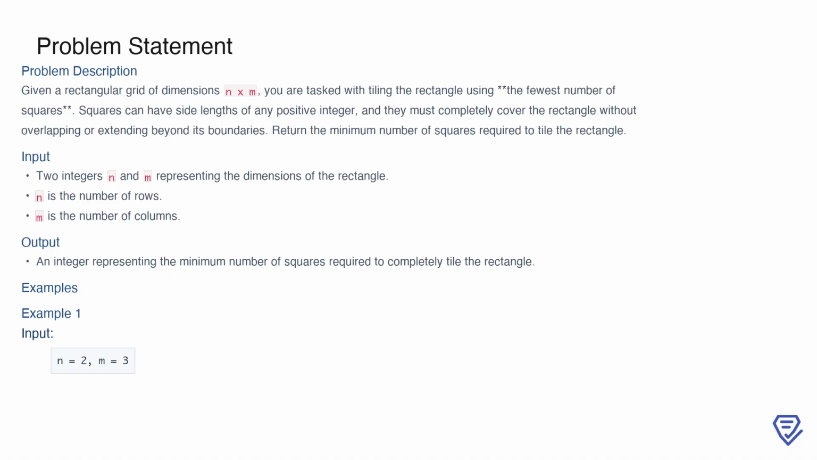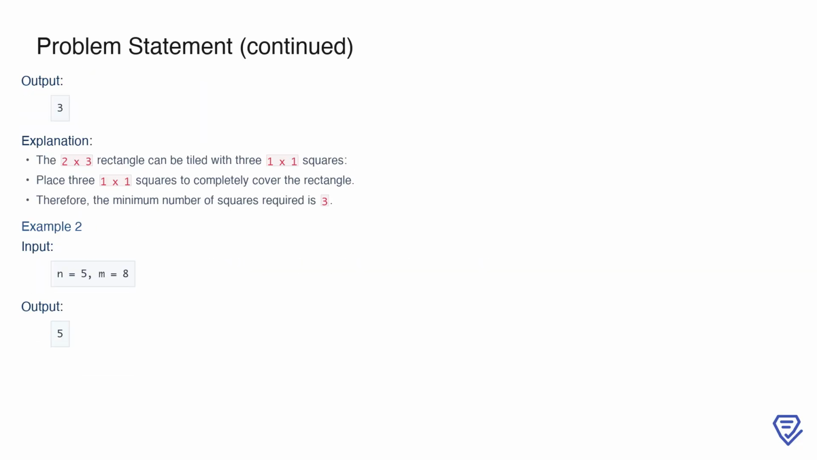The input consists of two integers, n and m, representing the dimensions of the rectangle, with n being the number of rows and m being the number of columns. The output is a single integer, which represents the minimum number of squares required to cover the rectangle. For example, if the input is n equals 2 and m equals 3, we'll see how to determine the output shortly. In the case where the rectangle dimensions are n equals 2 and m equals 3, the output is 3.